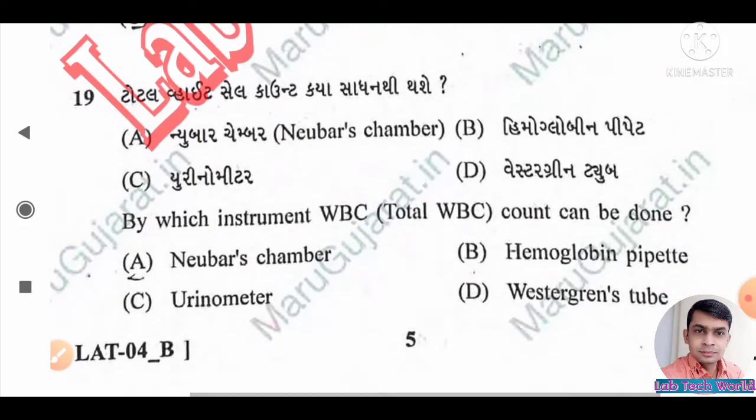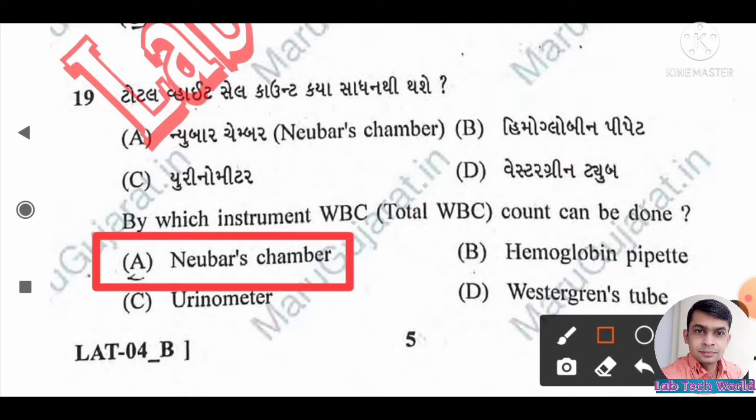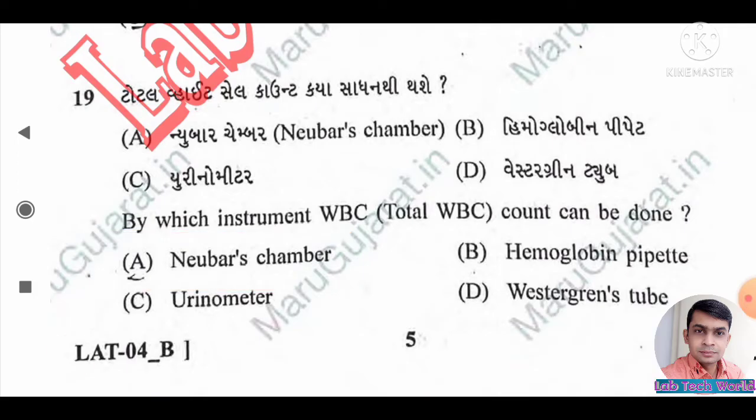Move to the next question, number 19. By which instrument can WBC, means total white blood cell count, be done? Options A Neubauer's chamber, B hemoglobin pipette, C urinometer, D Westergren tube. And the correct answer for this question is Neubauer's chamber, that is used for the WBC and platelet as well as RBC count. So option number A is the correct answer for this question.